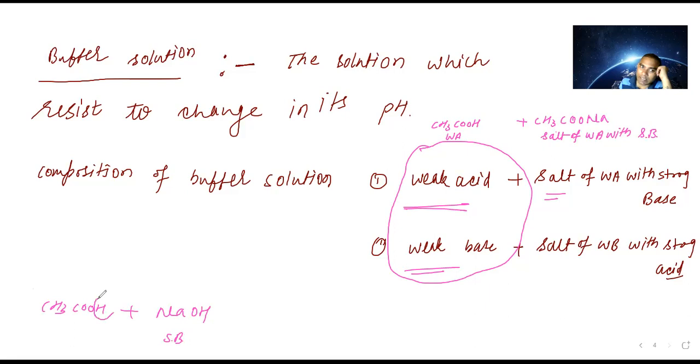Here it takes H, and this is a neutralization reaction, so water is getting out, minus H2O. So what is going to form? CH3COONa. So it is the salt of a weak acid. Now this is a weak acid with a strong base: salt of a weak acid with a strong base.